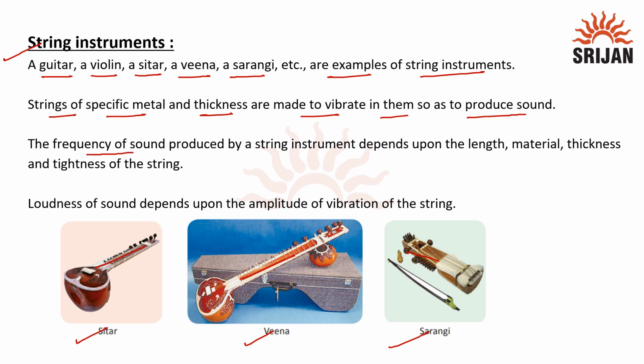The frequency of sound produced by a string instrument depends upon the length, material, thickness, and tightness of the string. We can take an example of guitar. Guitar has 6 different strings and all the strings are of different thickness and hence they produce different sound. Loudness of sound depends upon the amplitude of vibration of the string.